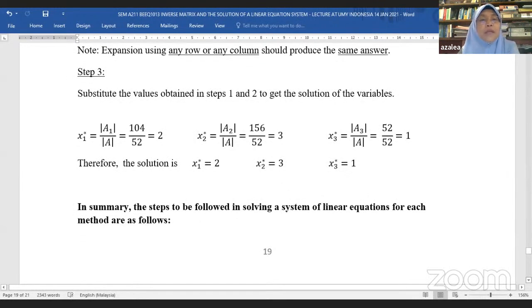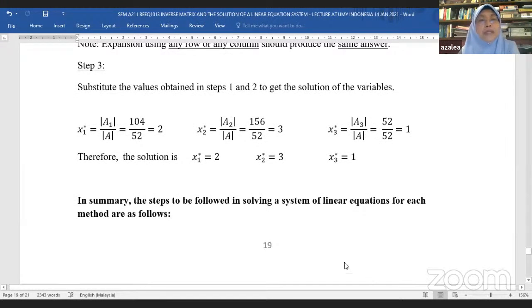Okay, number 3, we can substitute the values that we obtain in steps 1 and 2 to get the solutions of the variables. So we get x1 star equals 104 divided by 52, which is equal to 2. x2 will be equal to 3 and x3 will be equal to 1. So we can verify that these values are the same as what we obtain using the matrix inversion method.